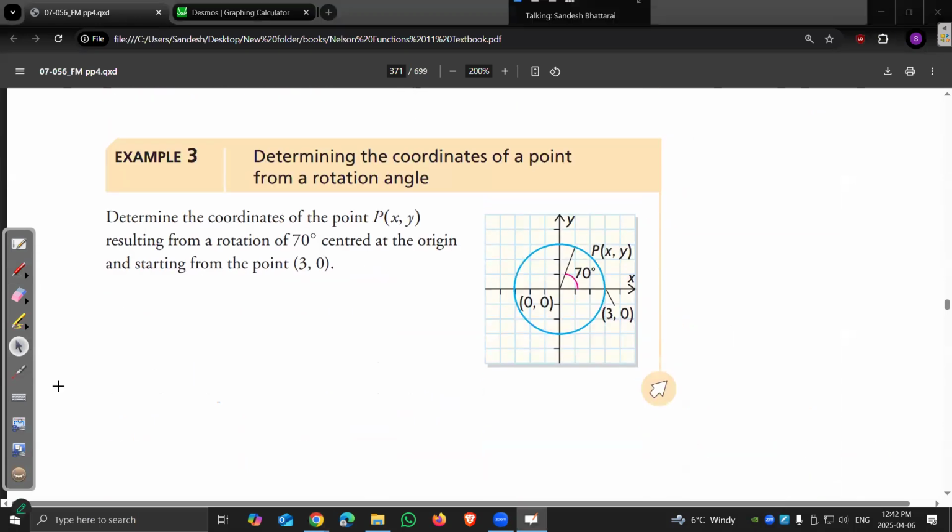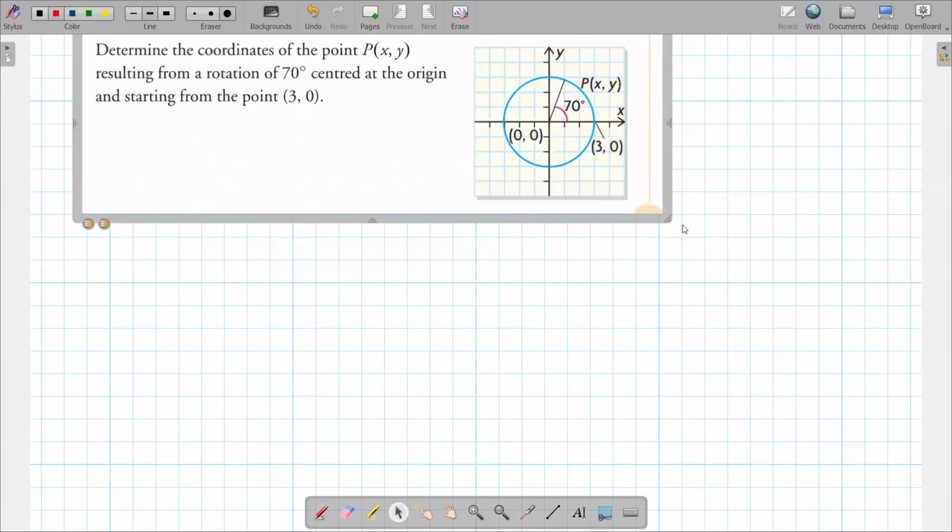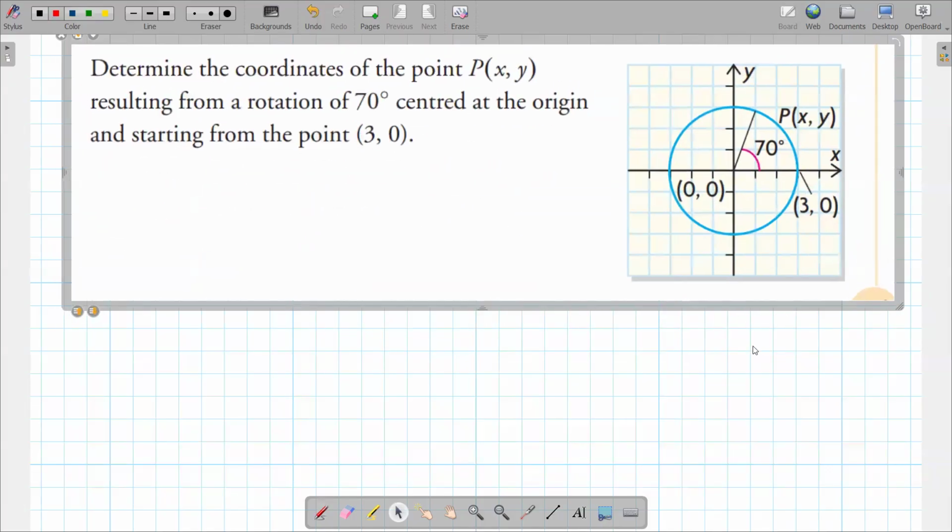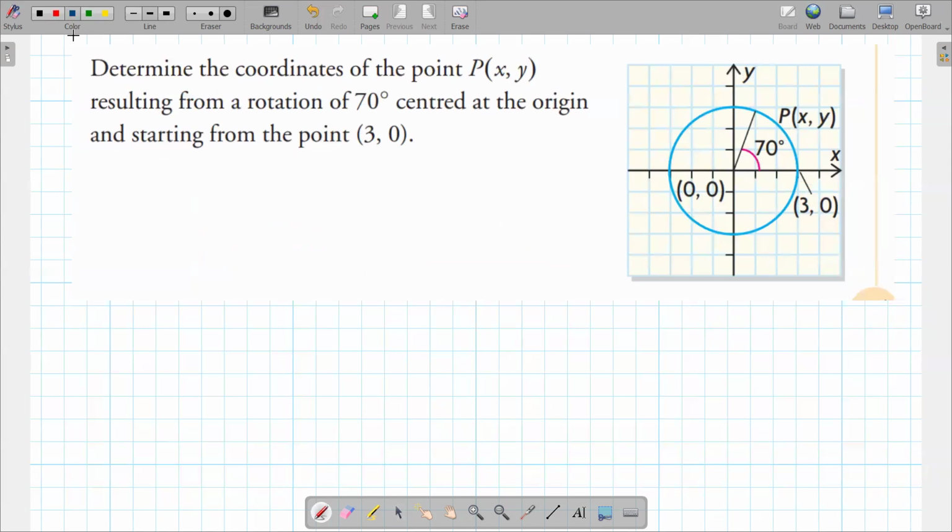Let's first do this. Determine the coordinates of the point P(x, y) resulting from a rotation of 70 degrees centered at the origin and starting at the point (3, 0). So all we care about is that point P(x, y).